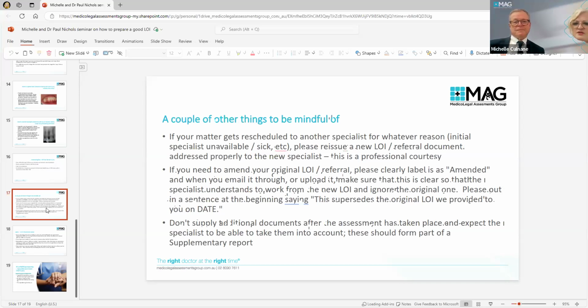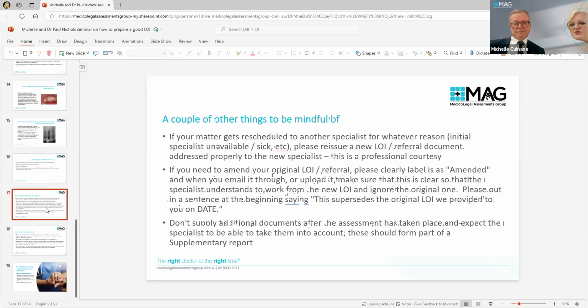And from a legal standpoint, in a law firm, you would always do that to an instructing barrister. If a new barrister came along, you wouldn't just cross out Barrister Smith and handwrite Barrister Jones and give it to Jones. You would do a new letter for Barrister Jones. It's the same professional courtesy and respect for a specialist.